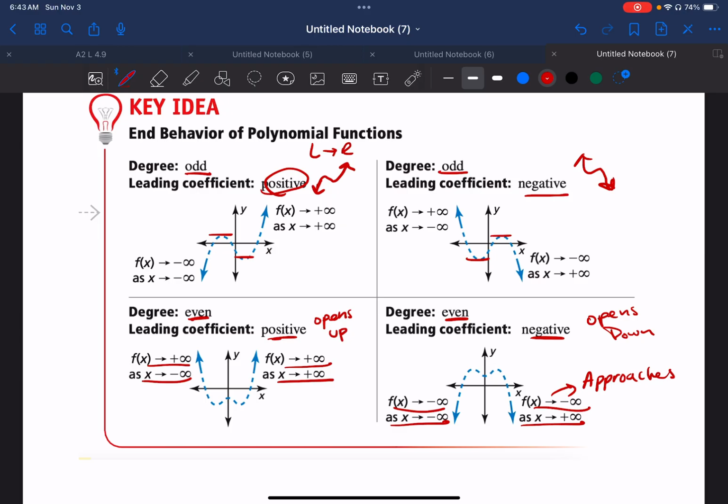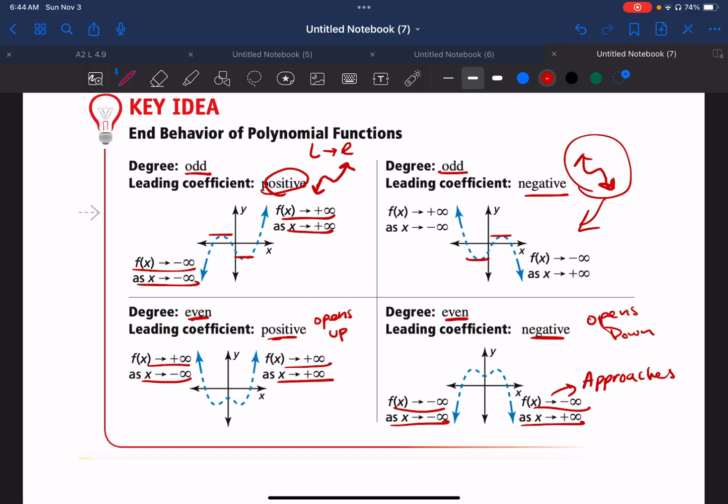So a positive graph is going up, negative graph is going down. So what that means is, on the positive side, they're both going up. And then on the negative side, they're both going down. But that's only for the positive leading coefficient. And when I do these, I'll draw this little picture to help me write these end behaviors.